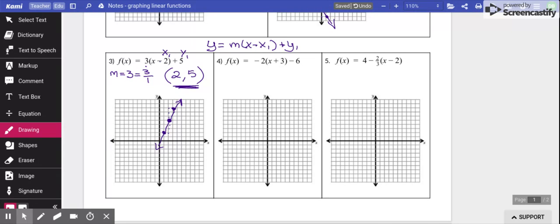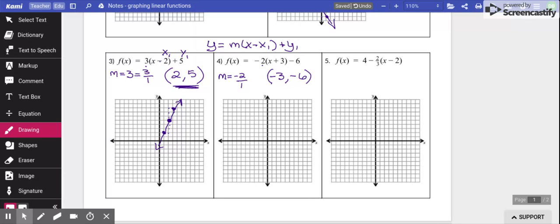Example 4. In example 4, I can see that my slope is -2 over 1. My starting point, now notice how this is a +3 right here? So that means my starting point is actually at -3, and then my y value is -6. So it's the opposite of the value inside the parentheses, -6.